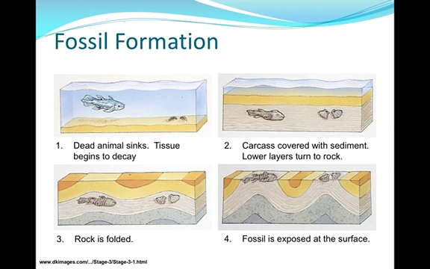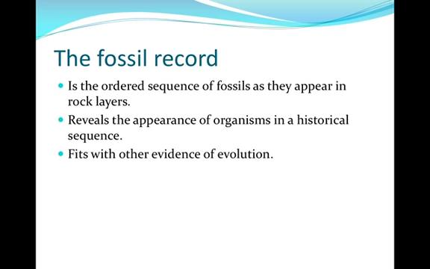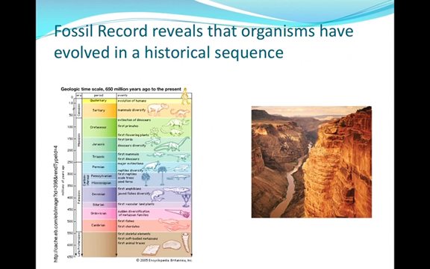So we know in the fossil formation, our dead animal sinks and the tissue decays. The carcass is then covered with sediment and the lower layers turn into rock. And eventually the rock can be exposed at the surface. The fossil record is the ordered sequence of fossils as they appear in rock layers, which reveals the appearance of organisms in historical sequence, and it fits with other evidence of evolution.